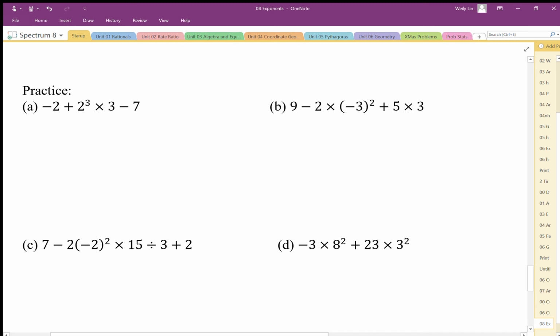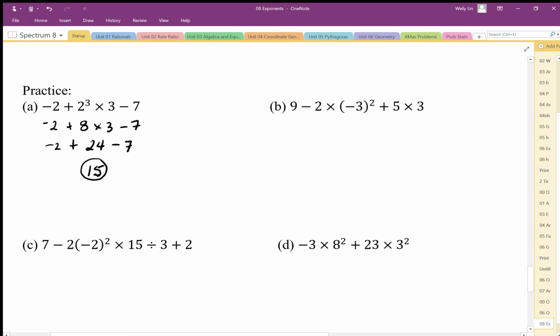So here we'll do the exponent first. That has the greatest priority, times 3 minus 7. The next is going to be our multiplication. So 8 times 3 is 24. At this point, we just have add and subtract. So negative 2 plus 24 is 22. Minus 7 works out to be positive 15.